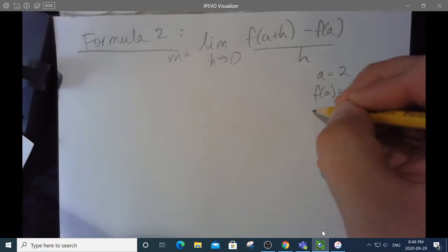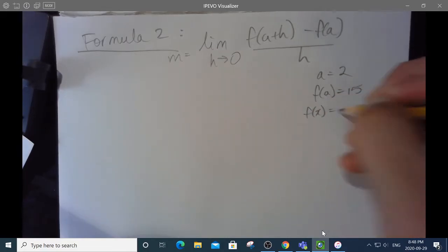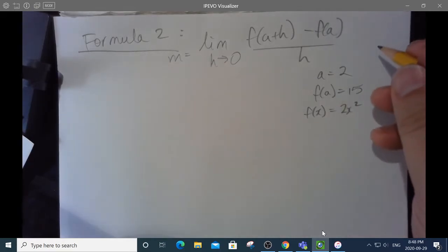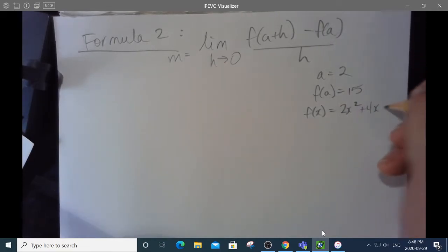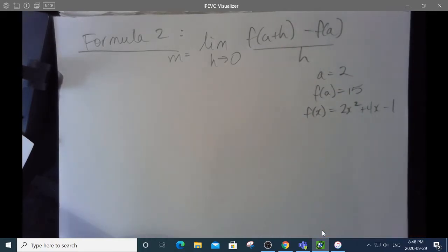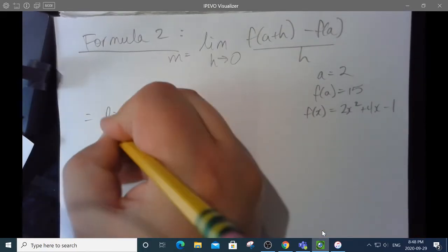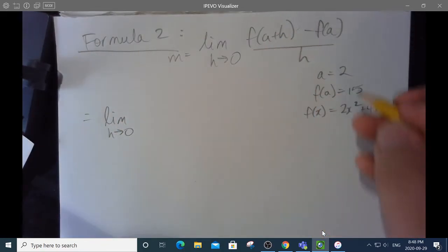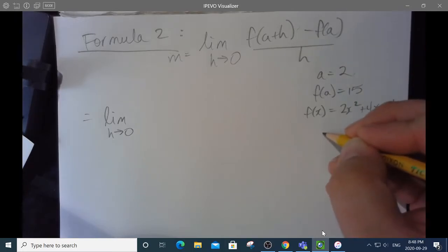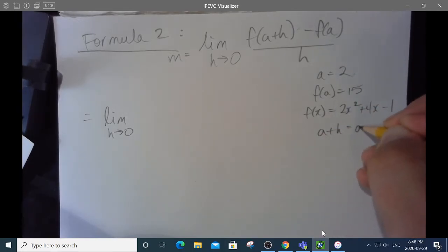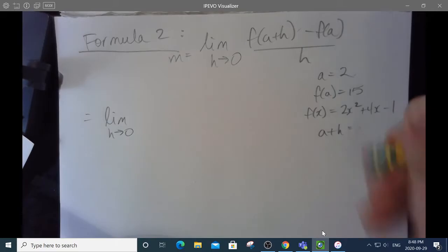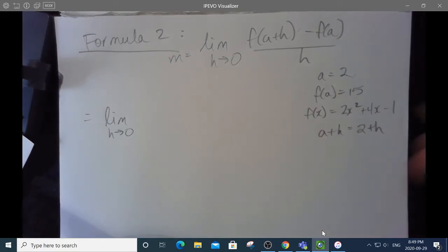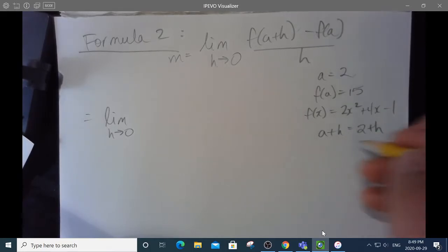And we, again, know that f of x is the parabola we're looking at, which is 2x squared plus 4x minus 1. So that's all the information we need to run through that formula. So it's the limit as h approaches 0 of f of a plus h. If a is 2, then a plus h is 2 plus h. And you can write that as 2 plus h or h plus 2. It doesn't really matter. So I'll stick with 2 plus h.